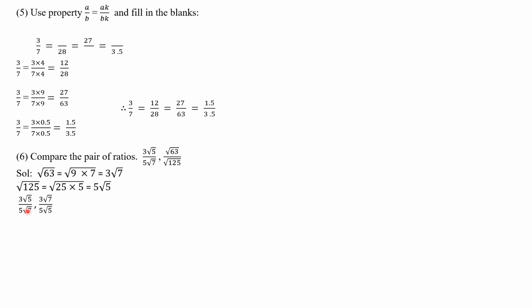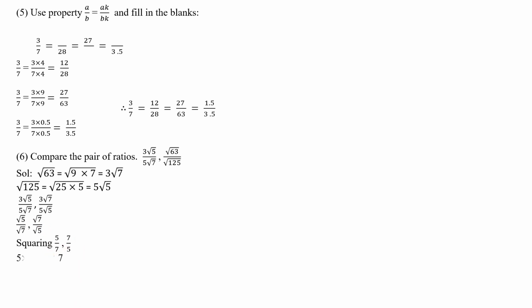Now students, you know 3 upon 5 and 3 upon 5 on both sides are the same; they are the coefficients, so you can remove them. So directly we'll compare root 5 upon root 7 and root 7 upon root 5. Is it clear? Now I'm squaring it. When I square, the root sign will be removed, so I'll get 5 upon 7 comma 7 upon 5.